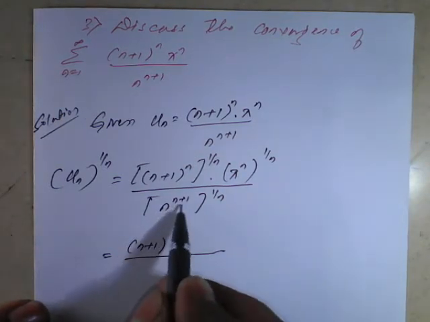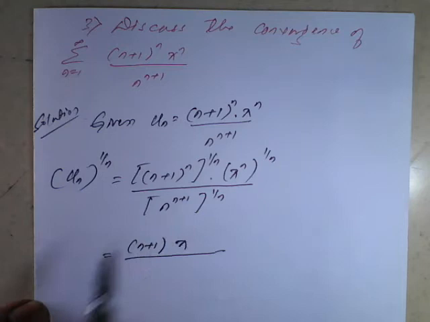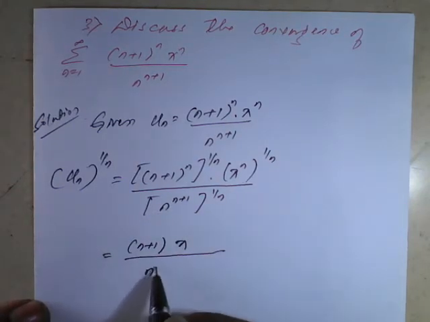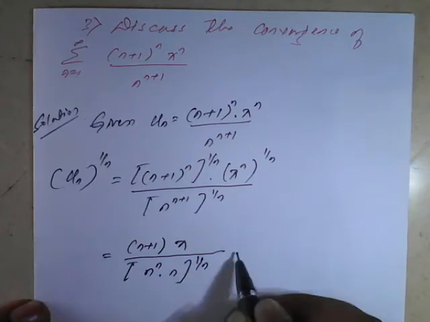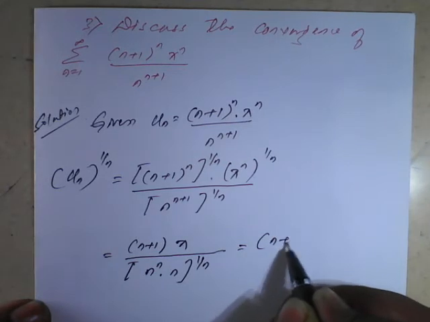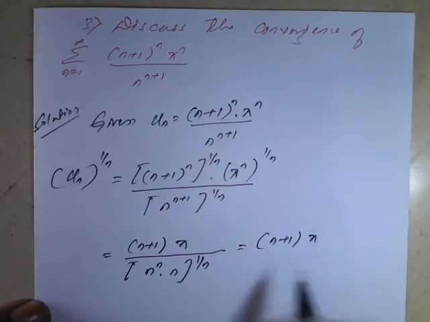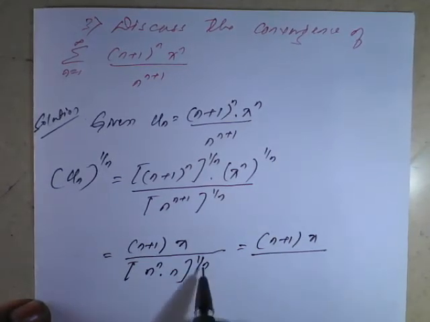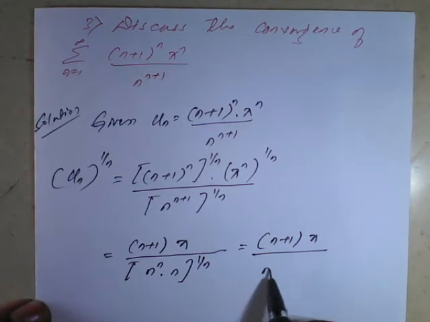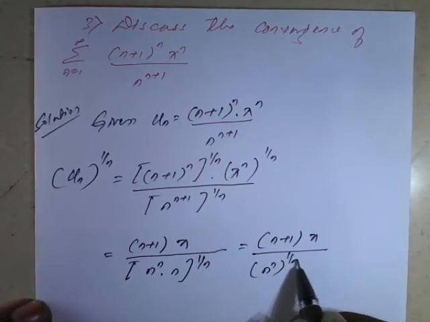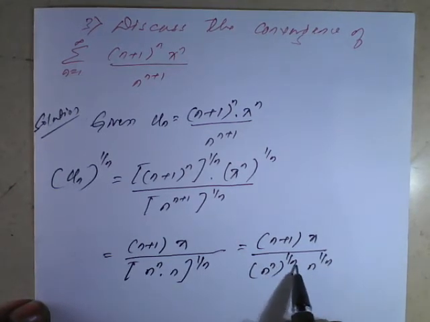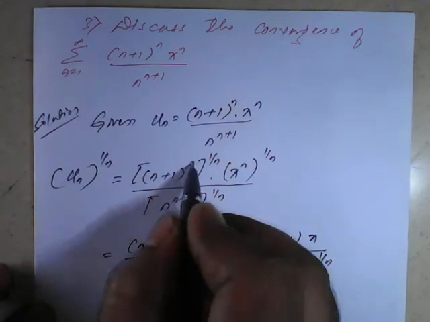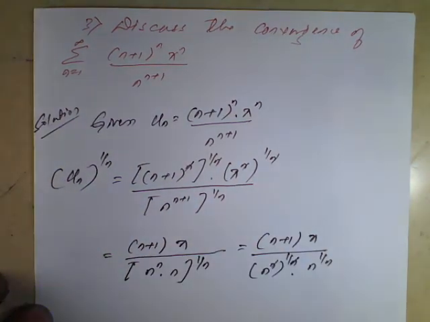Here, what happens? You first will simplify this. n raised to n plus 1 can be written as n raised to n into n raised to 1 upon n, which is nothing but (n plus 1) into x, divided by, we'll apply the power. So what happened? n raised to n raised to 1 upon n into n raised to 1 upon n. So this n and n cancels.